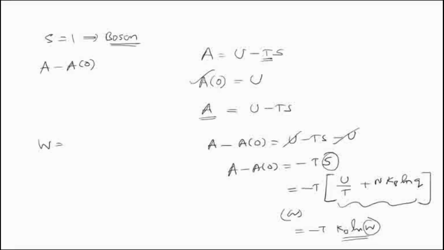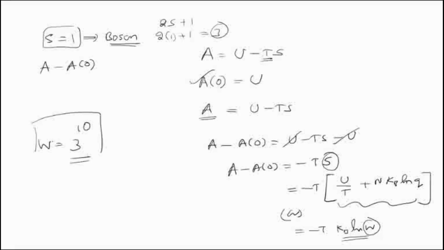Okay, listen, for spin one particle, what is the degeneracy? Right, degeneracy is equal to 2 into S plus 1. S value is 1, so 2 into 1 plus 1, it is 3. So degeneracy is 3. Power, how many particles we have? 10 particles. So 3 power 10 will give you the statistical weight for particles having spin, okay, bosons, right?